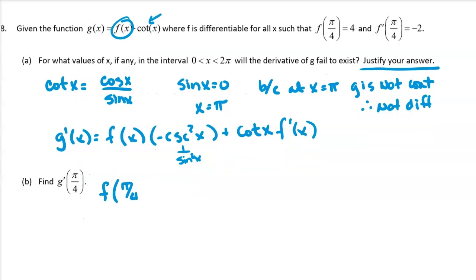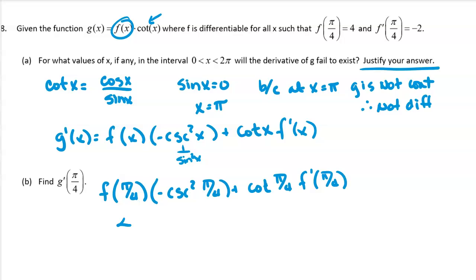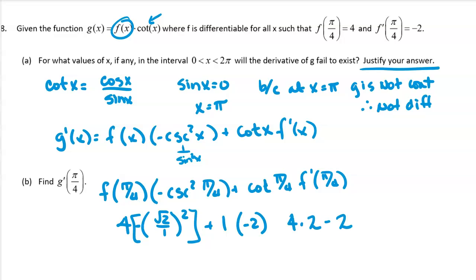F of pi fourths, negative cosecant squared of pi fourths plus cotangent of pi fourths times f prime of pi fourths. So f of pi fourths is 4. Sine of pi fourths is 1 over root 2, so cosecant is root 2 over 1. We're going to square it and make it negative outside. We're not squaring the negative. Cotangent of pi fourths is 1, and f prime is negative 2. So I have 4 times 2 minus 2, which is 8 minus 2, is 6.